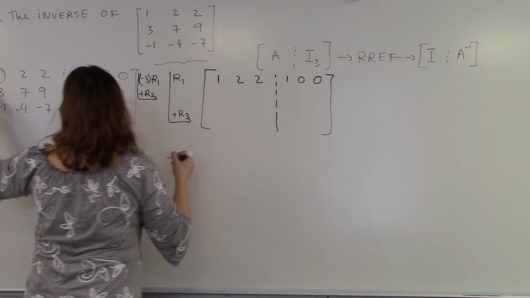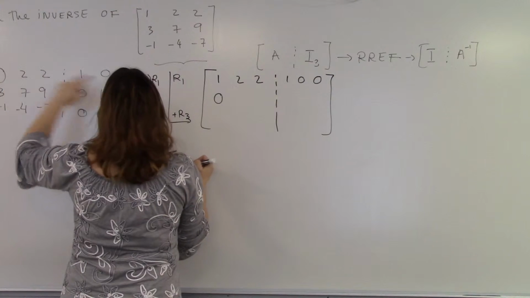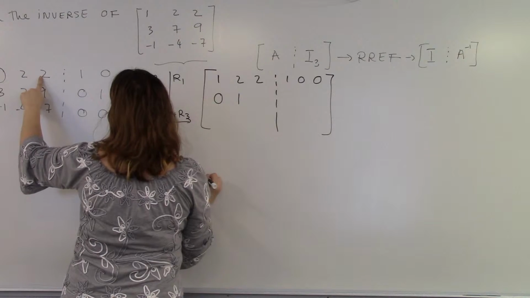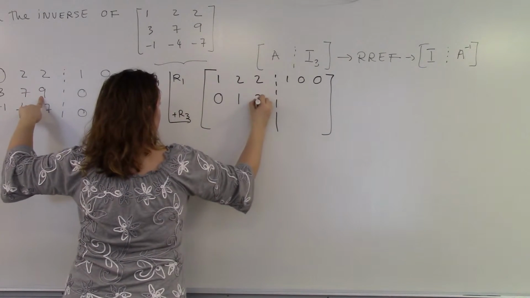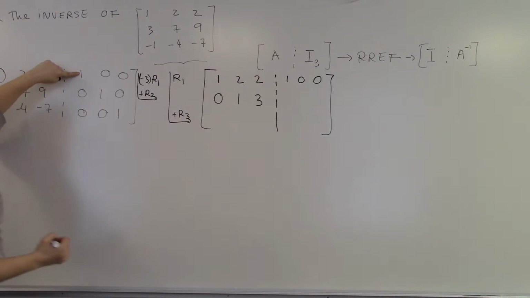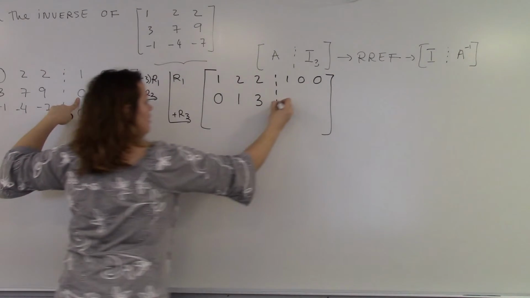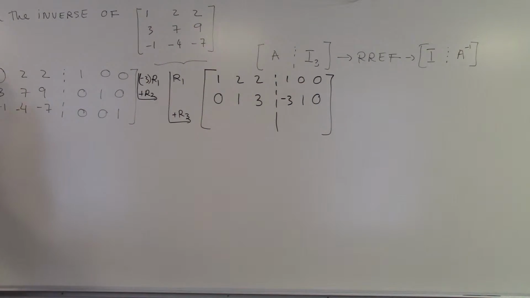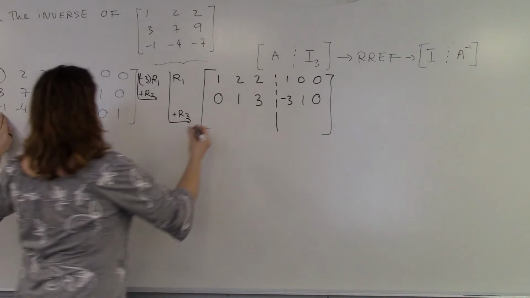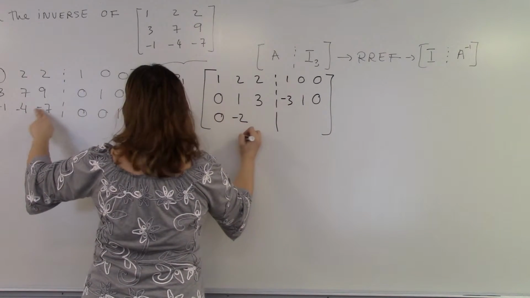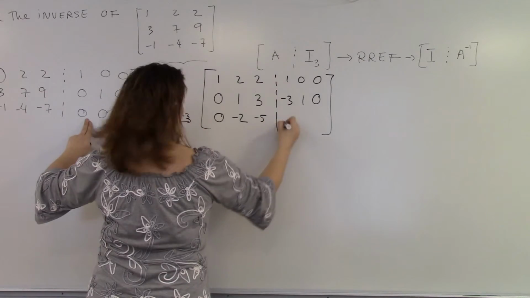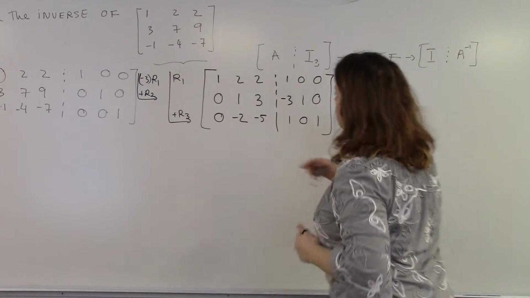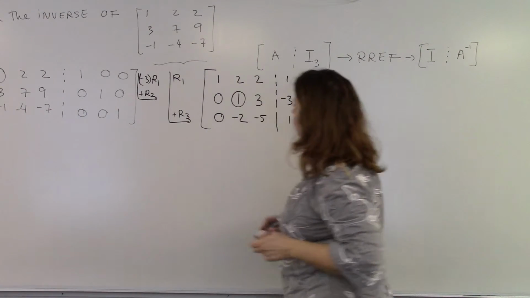Then this becomes a -3 plus 3 is 0. -3 times 2 is -6 plus 7 is 1. -3 times 2 is -6 plus 9 is 3. -3 times 1 is -3. And then 1 and 0. If we add row 1 to row 3 and put it into row 3, then we get 0, -2, -5, 1, 0, 1.